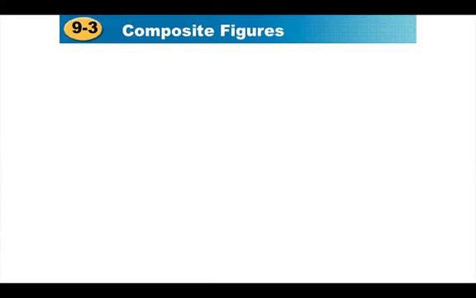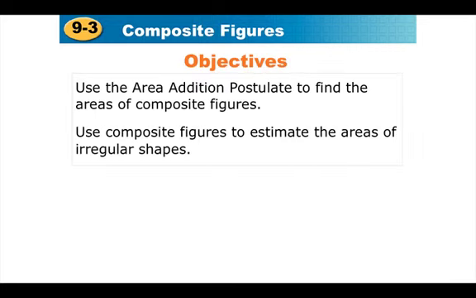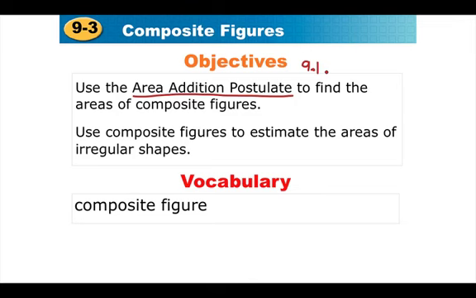This is section 9.3, composite figures. Objectives: use the area addition postulate to find the areas of composite figures. Just in case you forgot, the area addition postulate you saw in section 9.1. The second objective is use composite figures to estimate the areas of irregular shapes. Vocabulary: composite figure.